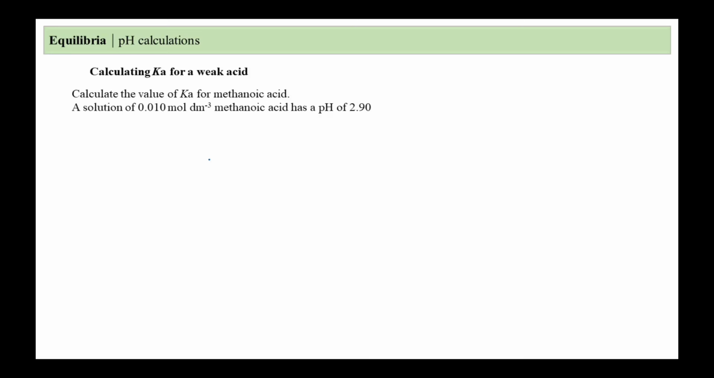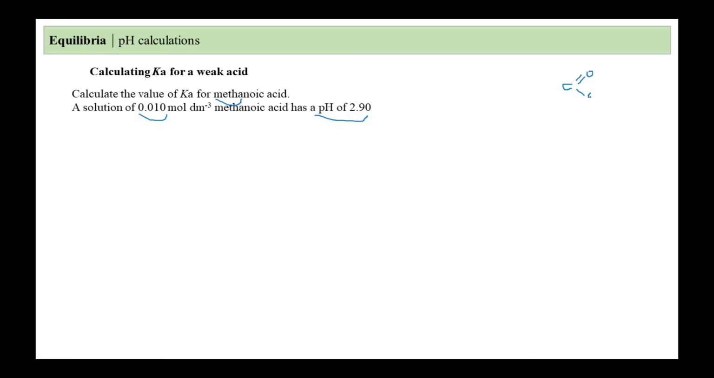Let's see now an example on how to calculate the Ka value for a weak acid. Let's take this example. Calculate the value of Ka for methanoic acid. We have here a solution of 0.1 mole per decimeter cubed, and we have the value of its pH. So the methanoic acid, from its name, methane, which means it contains only one carbon, is a carboxylic acid.